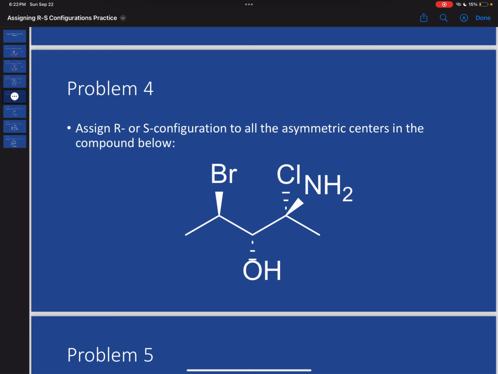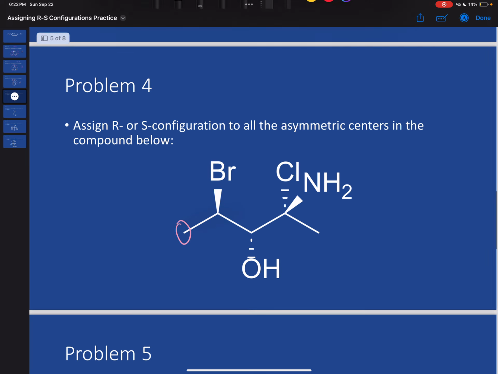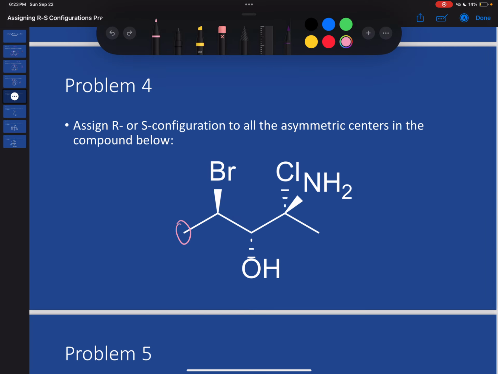All right, so video number 4, we are now going to assign R/S to all asymmetric centers in the compound. So now I need to check for all my asymmetric centers. We know that the carbons on the end are not going to be asymmetric because they both have multiple hydrogens. But if we get to the second carbon here, I see that I have a bromine on it. Well, I know that there should be a dashed hydrogen, so these are different.